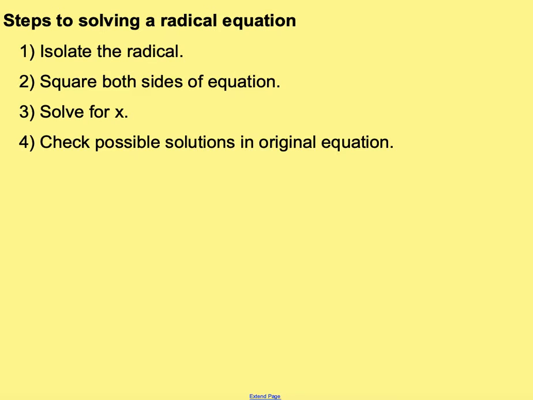So, steps to solving a radical equation. You want to get the radical all by itself, and then once it is, you can square both sides of the equation, and then you just solve for x, and then you check the possible solutions in the original equation.